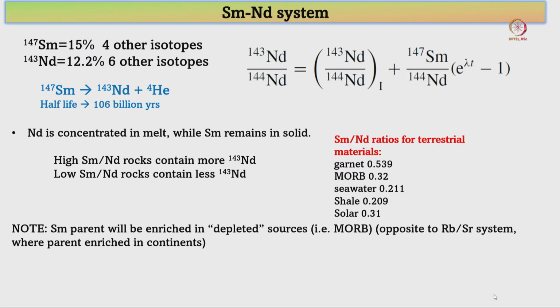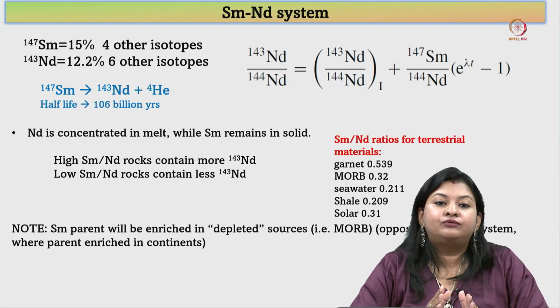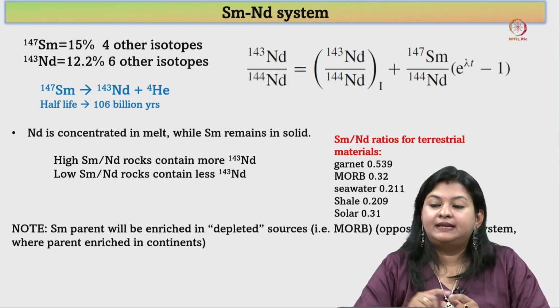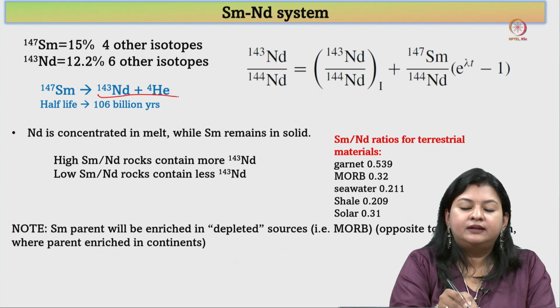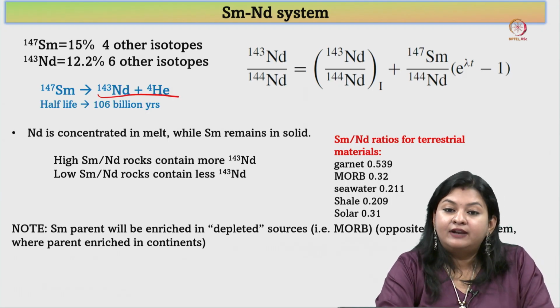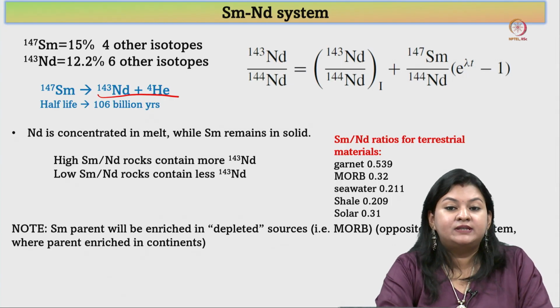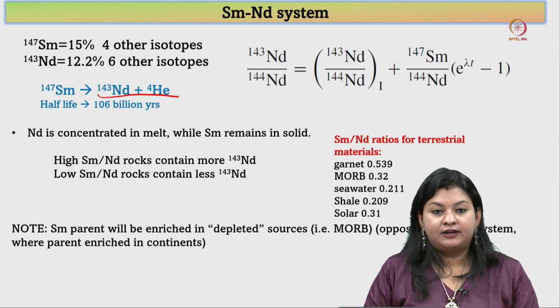We had been discussing the strontium isotope system in our previous lecture, and in this particular lecture we are going to continue discussing another radioactive isotope system, that is the samarium neodymium isotopes. Now, samarium 147 has only 15% abundance and has 4 other isotopes. Samarium decays to 143 neodymium after an alpha decay, with a half life of 106 billion years. So, an extremely long half life, right.